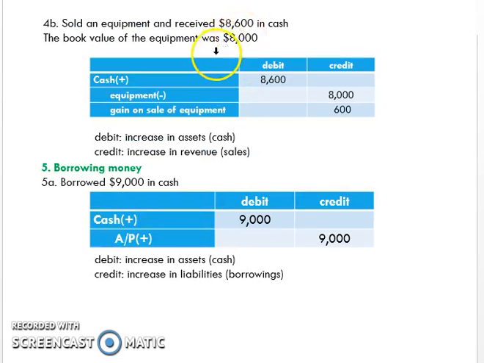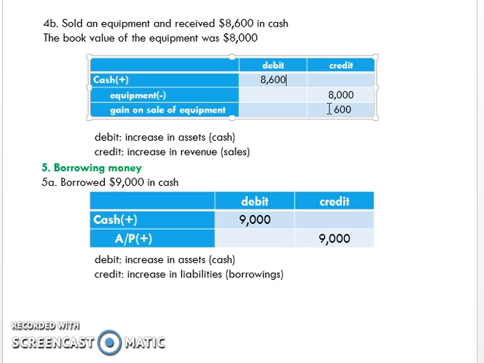In this transaction, we sold equipment and received $8,600 in cash for an asset whose worth is $8,000. So we sold an asset whose worth is $8,000. Our asset decreases, we need to write $8,000 on the credit side, and we received cash of $8,600. So our cash balance increases, which is our asset, we need to write on the debit side. The difference between the debit and the credit is $600. Actually this is gain on sale.